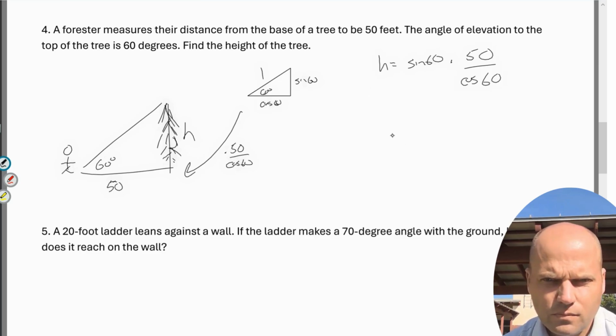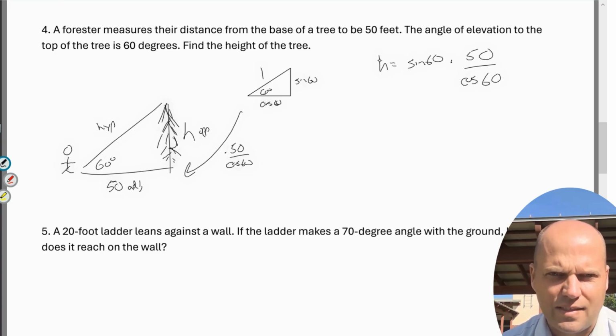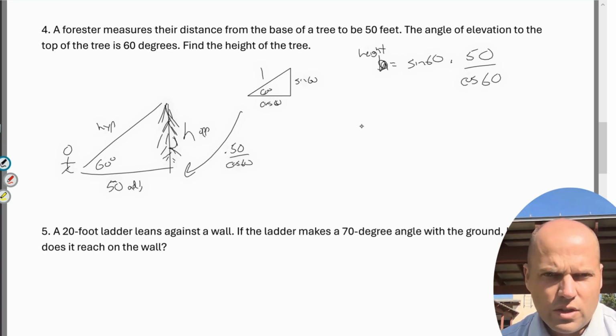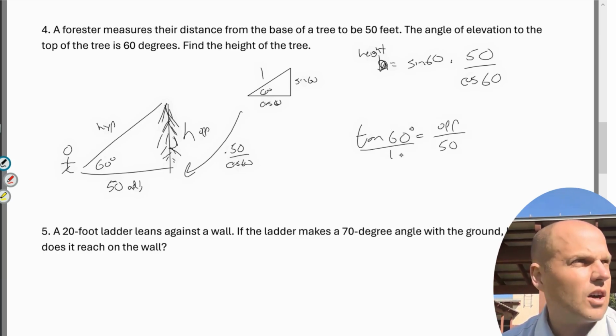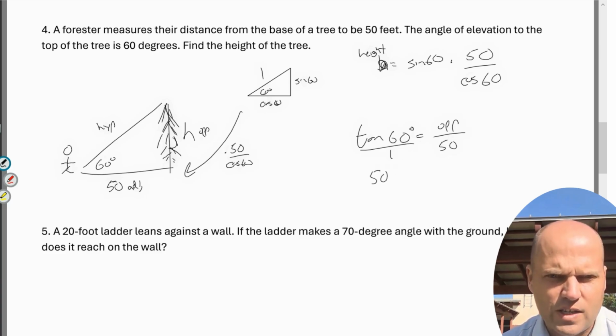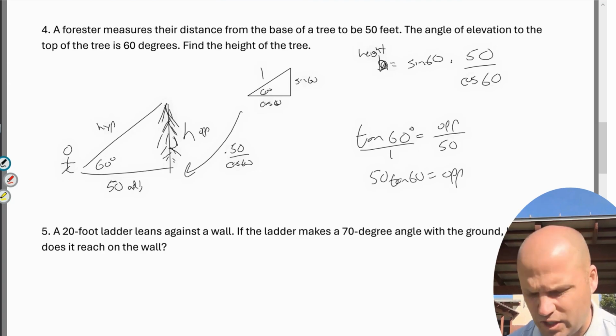Or, this is the opposite. This is the adjacent. This is the hypotenuse. I'm saying the height, not the hypotenuse, which might be tricky. The tangent of 60 equals the opposite over the adjacent. Put this over 1, cross multiply, divide. 50 times the tangent of 60 is the same as the sine of 60 times 50 over the cosine of 60.